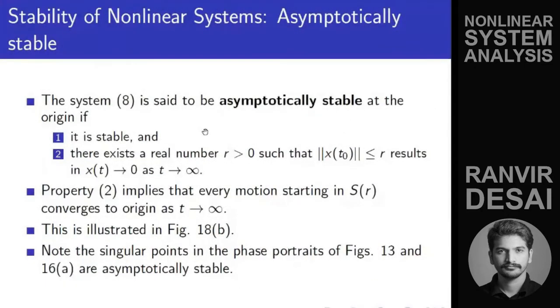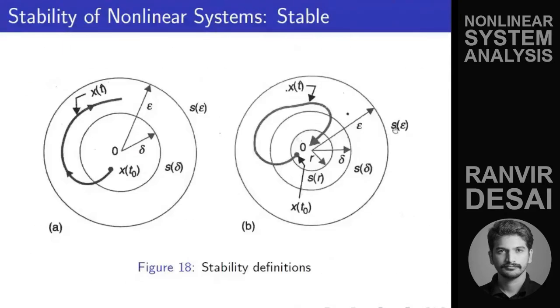Now the next definition is asymptotically stable. Now remember, this definition is: it is asymptotically stable if it is stable. First it should be stable, and then as t tends to infinity, x of t should tend to 0. This is shown in figure 18b.